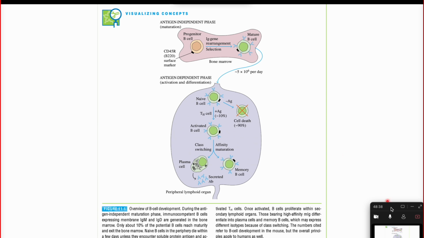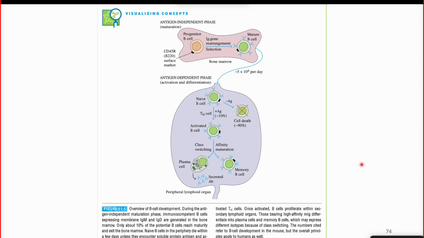Now, if you guys have attended this week's session, you know this week was all about B cell activation, differentiation, so basically development of B cells. Okay, so this is the overall view of B cell development.